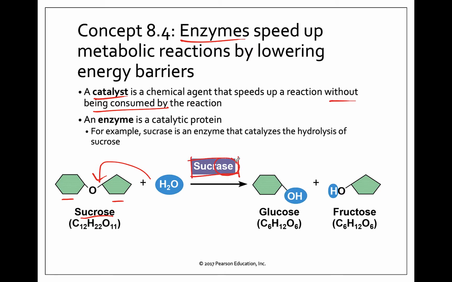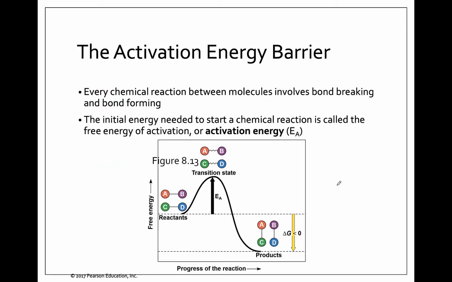When you see ASE at the end of a word, that is always a clue that you are dealing with an enzyme. And enzymes are typically named for the substrate that they react with. So sucrase works with sucrose, OSE, meaning sugar. So enzymes are specific. They only work with specific substrates.